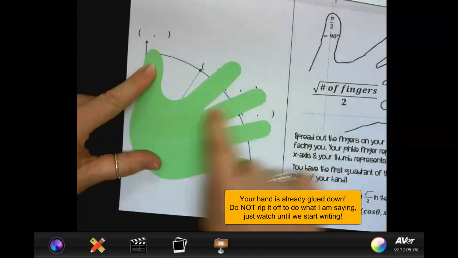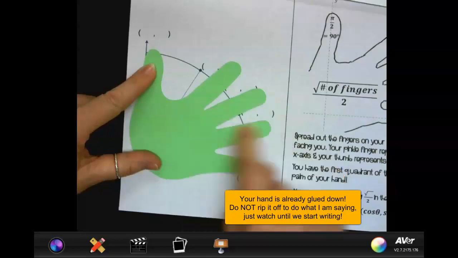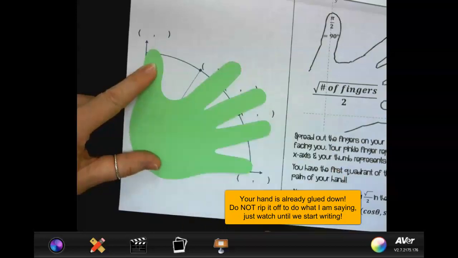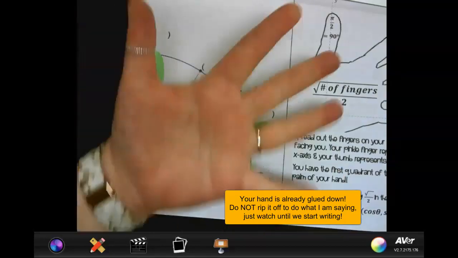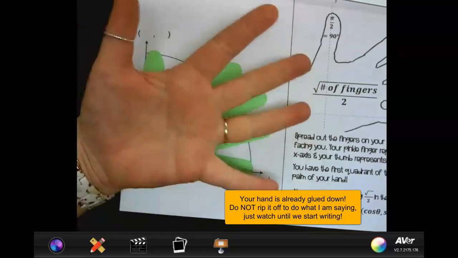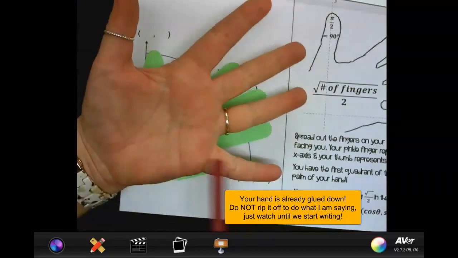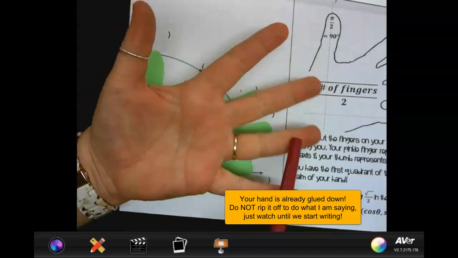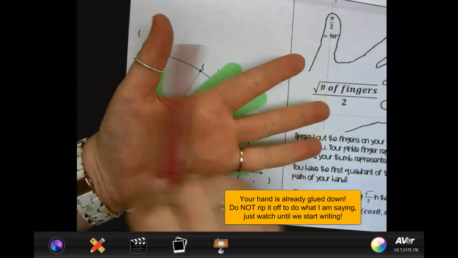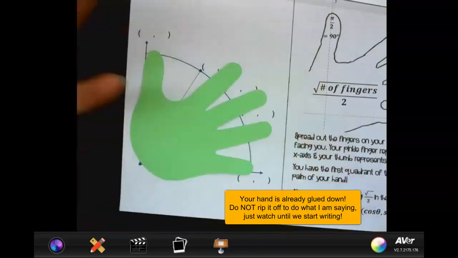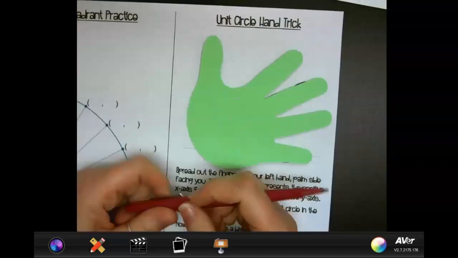Your middle finger is pi fourths. This one's pi sixths. This one's pi thirds, right? So when you hold up your left hand, palm up, it represents the first quadrant. Here again, we have the x-axis. This is pi sixths, pi fourths, pi thirds, pi halves, okay? And this is going to become very, very helpful to you.